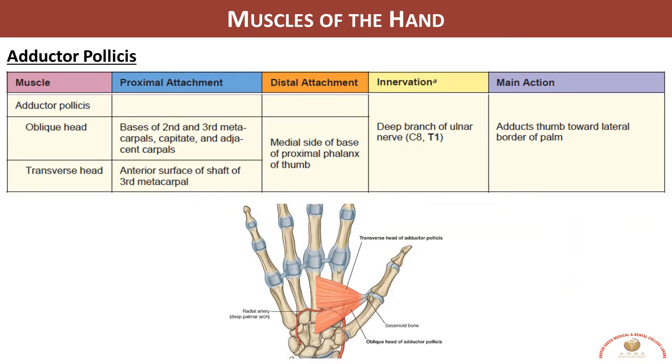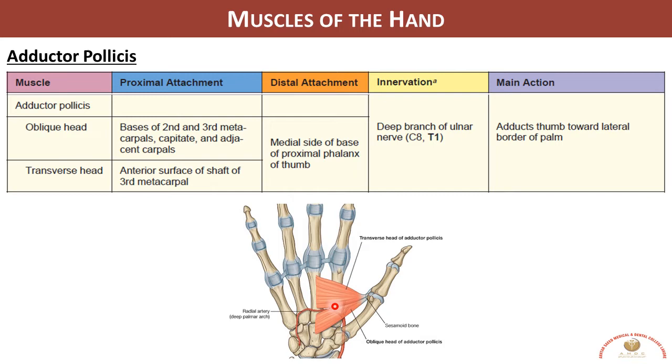Now, the second compartment was the adductor compartment. I have told you that the adductor pollicis is located in the adductor compartment of the hand and is a fan-shaped muscle that has two heads of origin, which are separated by the radial artery as it enters the palm to form the deep palmar arch. Here you can see the radial artery entering the palm, and this is the adductor pollicis muscle.